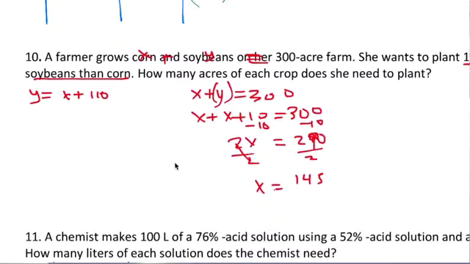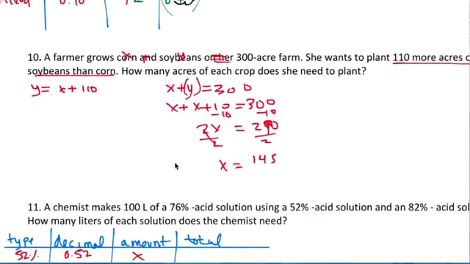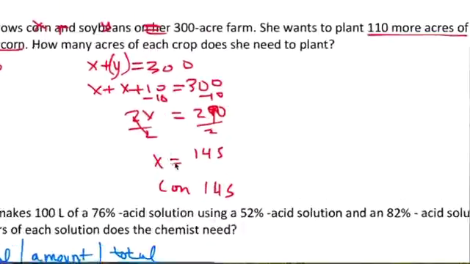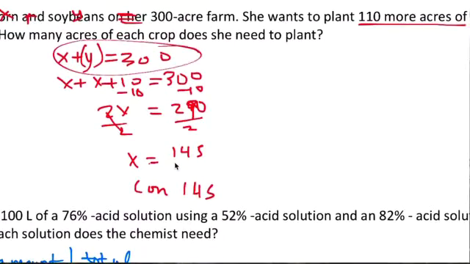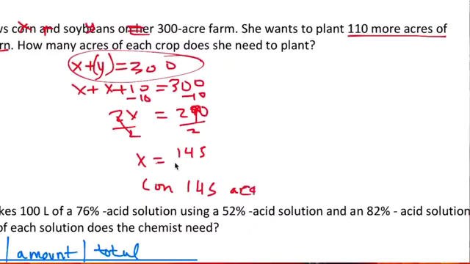How many acres of each crop does she need to plant? So x is corn. Okay, so if corn is 145 and the total is 300, corn is 145 acres. To make 300, we subtract from that. Let's use a calculator.